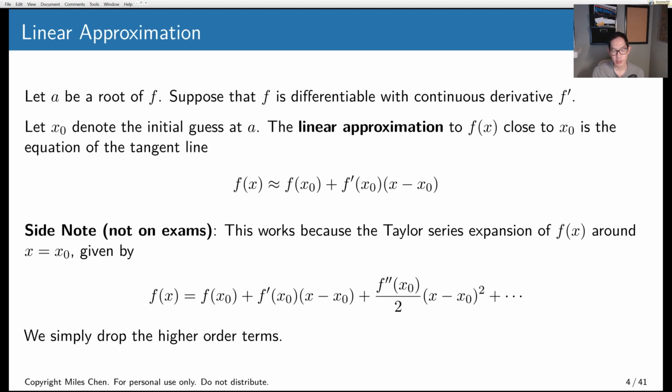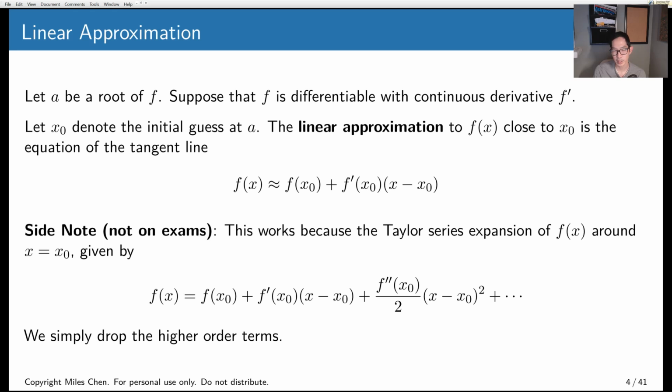So we need f to have a continuous derivative, f prime. And then we're going to start off with some initial guess. We'll call this x0. That's going to be our guess that we're hoping is close to the root. And therefore, the best linear approximation of f of x close to this value x0 is the equation of the tangent line.